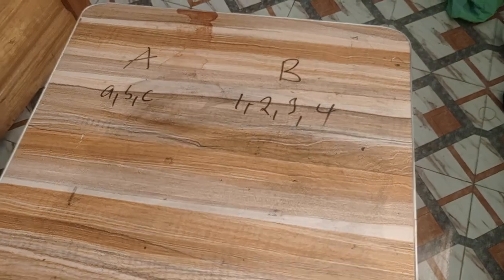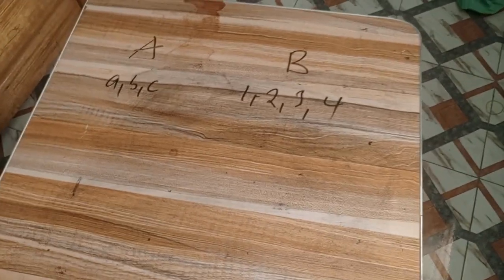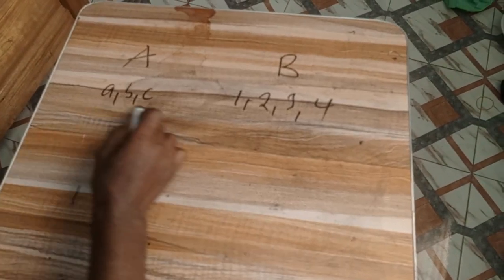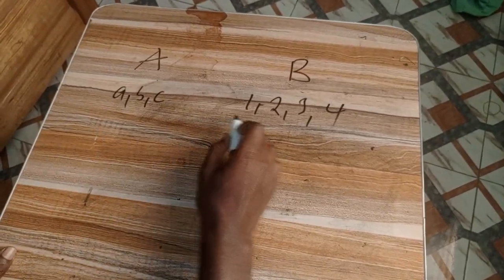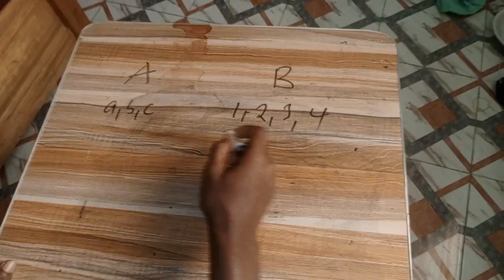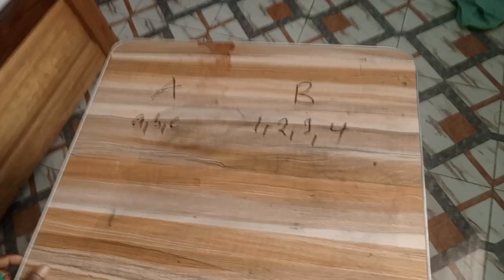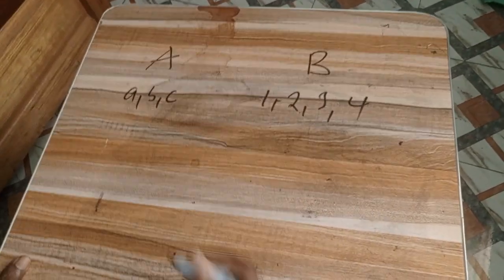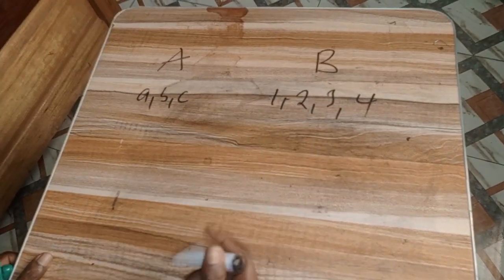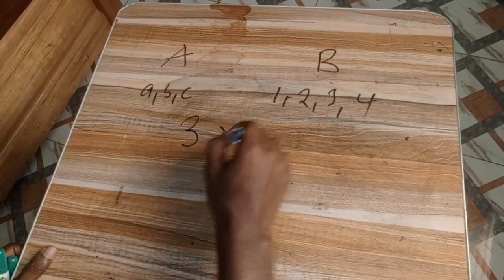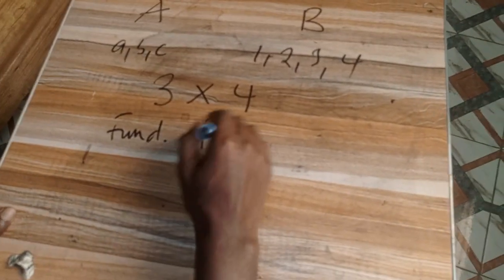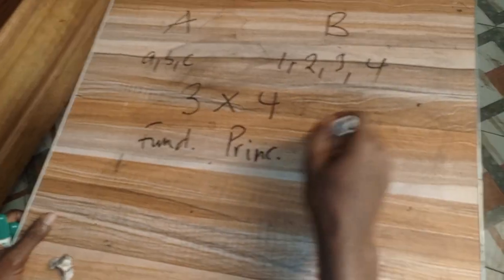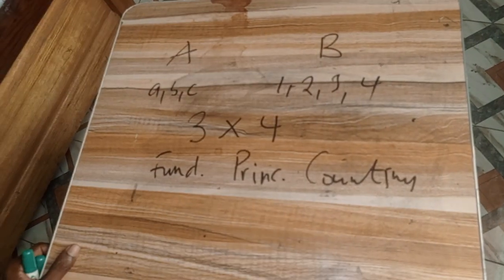This is also a counting problem. Now, because it is possible to take a member from this set in three ways, and it is possible to select a member from this set in four ways, you arrive at the fact that the number of ways in which you can pick one from here and one from there will be 3 times 4. This is what we call the fundamental principle of counting. This is the simplest form of the expression of the fundamental principle.